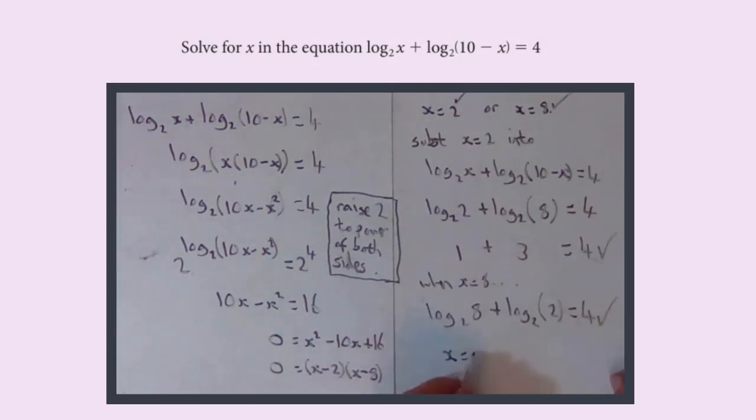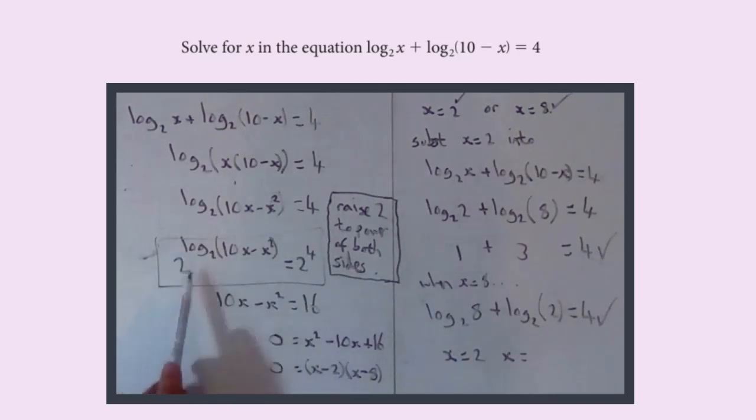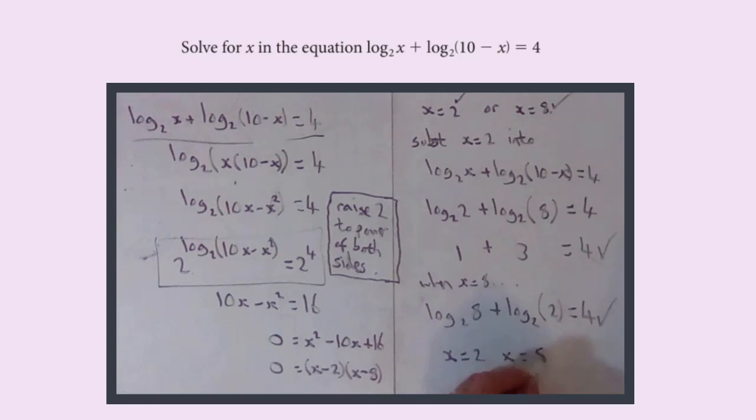They won't always be fine, so you should do this checking process when you end up raising a base to the power of both sides. You can create solutions to this equation here that are not necessarily solutions to the original thing we started with. You do need to check that. But in this case, they are both absolutely fine.